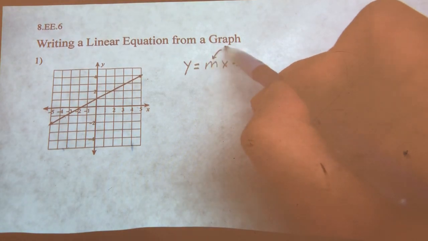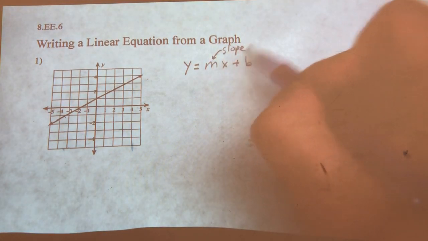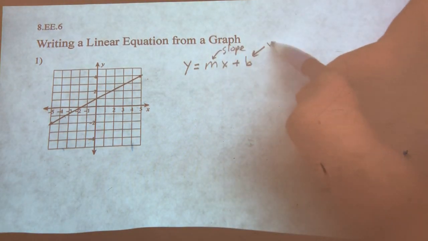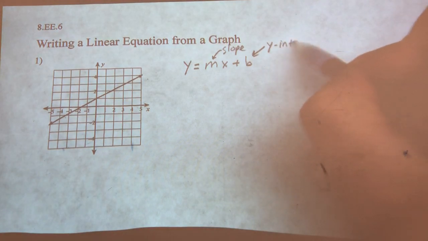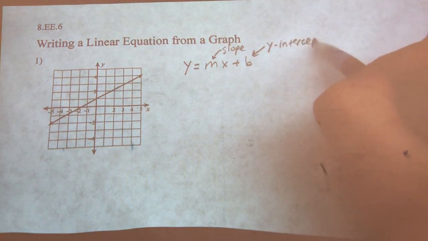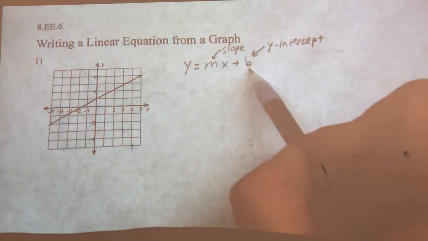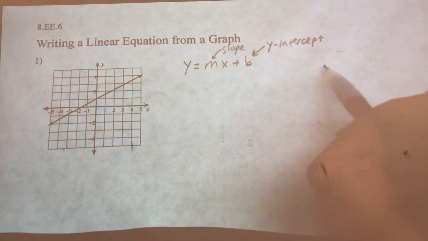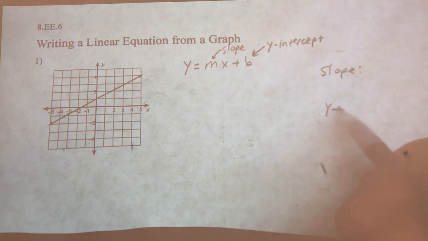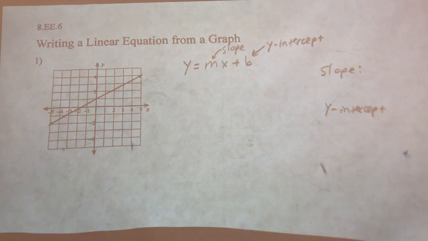m, whatever number we put here, that's our slope. And we're going to put the number here that's the y-intercept. So those are the two pieces of information we need to take from the graph. So let's do the y-intercept first. I'm going to write them over here and then we'll plug them in. So the slope and the y-intercept, we're looking for those two pieces of information.